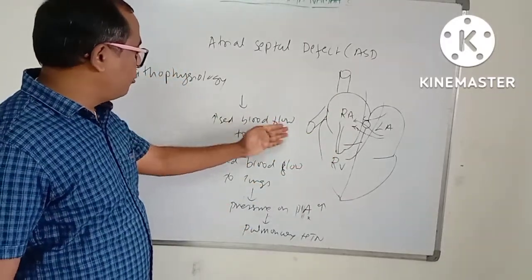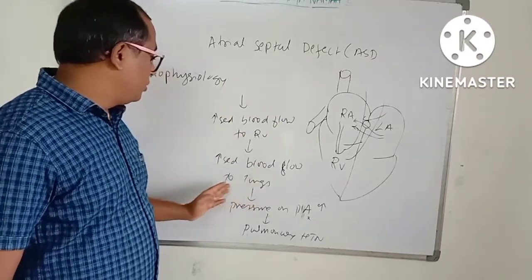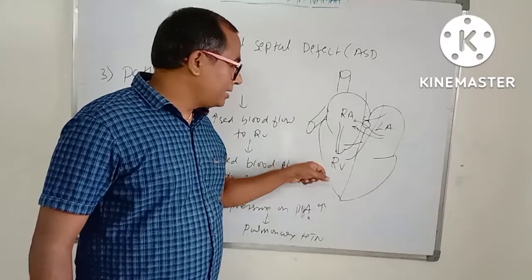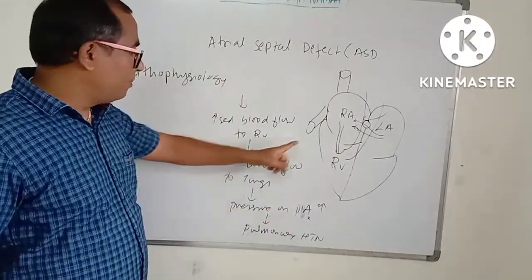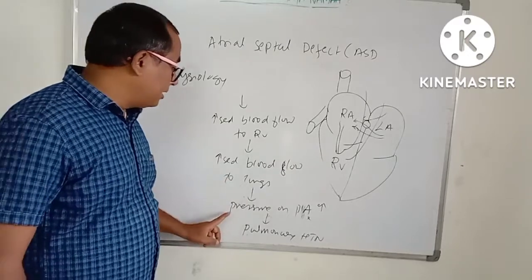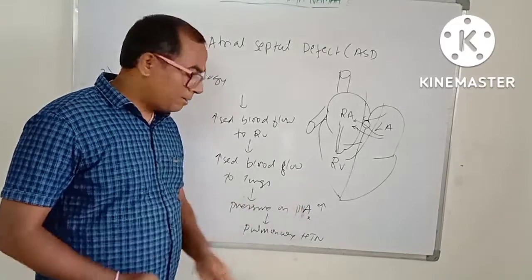There is increased blood flow from the right atrium to the right ventricle and increased blood flow to the lungs, because on contraction of the right ventricle, a larger amount of blood is emptied into the pulmonary artery and more blood flows to the lungs. Okay, and the pressure in the pulmonary artery also increases, so that causes pulmonary hypertension.